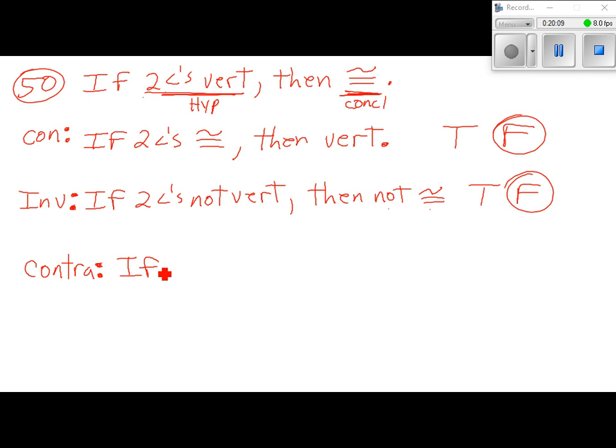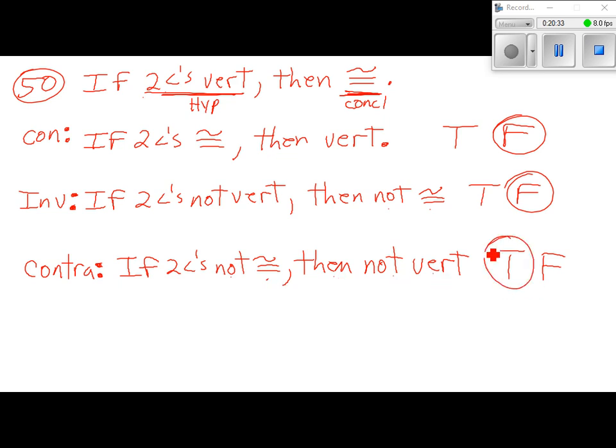And then the contrapositive switches and negates the hypothesis and the conclusion. So if two angles not congruent, then not vertical. We're trying to tell whether it's true or false again. So we got these two angles and they're not congruent to each other. Does that tell us that they can't be vertical? And that one is true. They can't be vertical if they are not congruent.